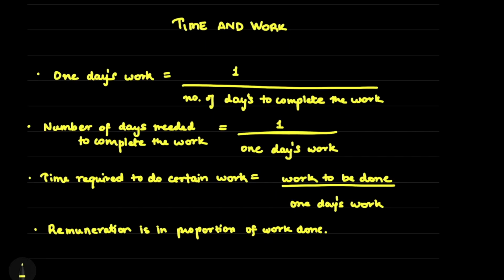The first pointer to note is 1 day's work is equal to 1 by the number of days to complete the work, or we can say that 1 day's work is inversely proportional to the number of days needed to complete the work. The second part is the inverse of what we just said: the number of days needed to complete the work is equal to 1 by 1 day's work, or the inverse of it. Next, the time required to do a certain work is calculated by dividing the total work that needs to be done by 1 day's work. And when we need to divide the amount that has been received by the total group of people, we calculate that in proportion to the work done by each individual in the combined group.